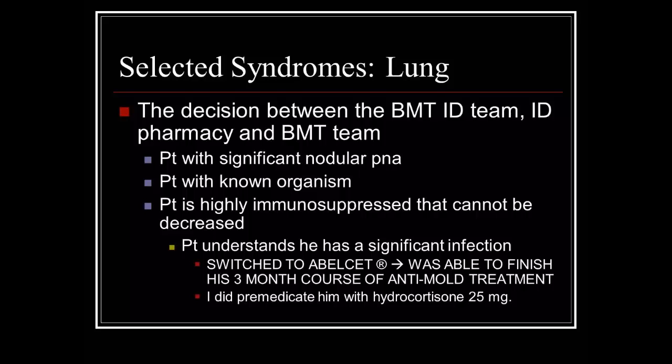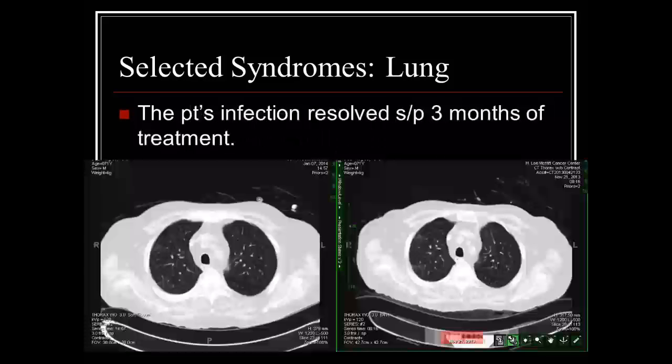So the decision, after speaking with my team, pharmacy, and the BMT team, was that we definitely had a nodular pneumonia that was significant. We had an organism and a highly immunosuppressed patient that could not be adjusted. So he understood the risks, and so we tried the other type of amphotericin, and actually he was able to tolerate the entire 3-month course, but we did pre-medicate him such that I made him mildly cushingoid. You can see his follow-up CT scans, all the nodules resolved after the standard 3 months of treatment.